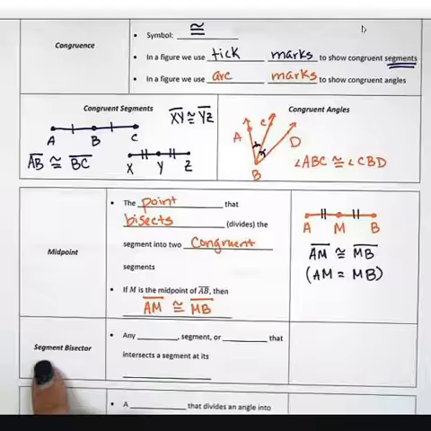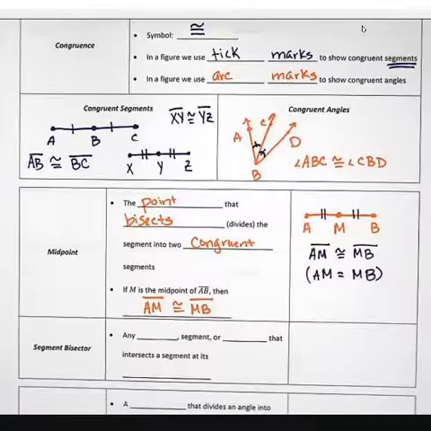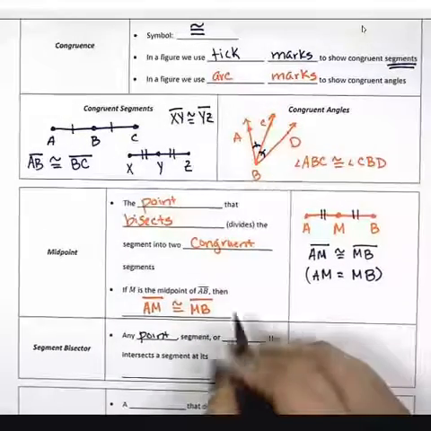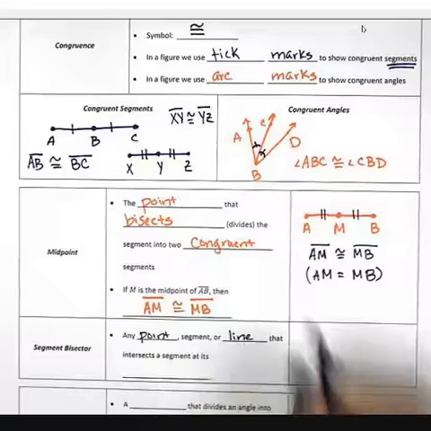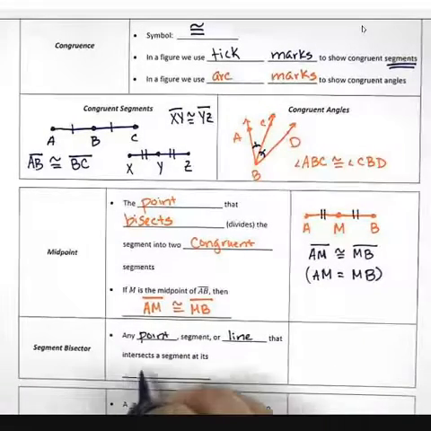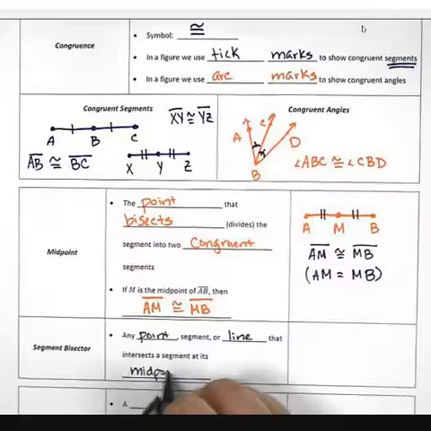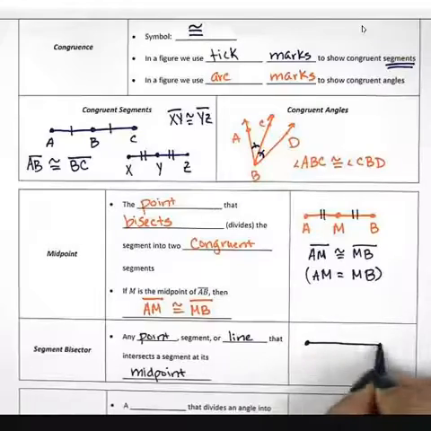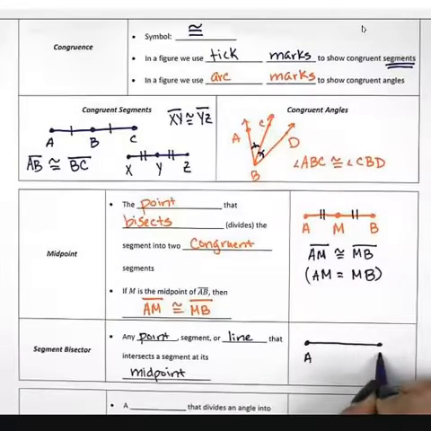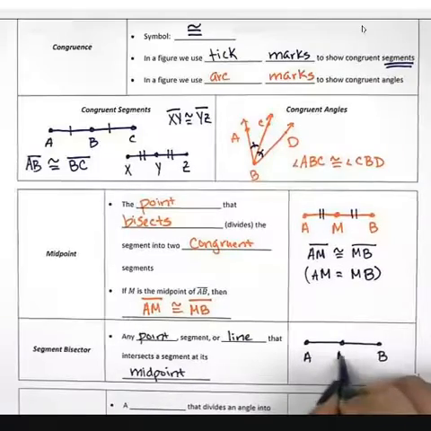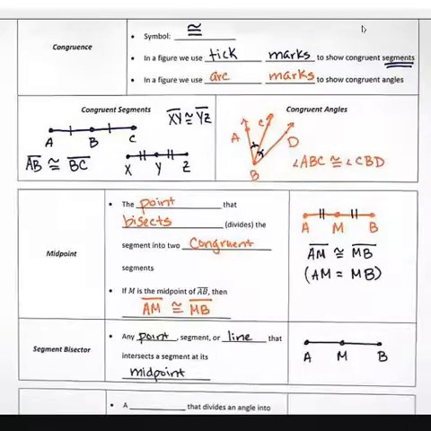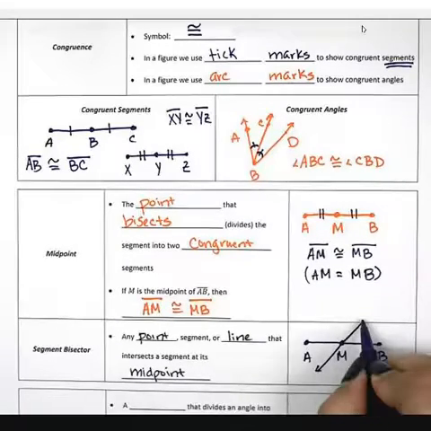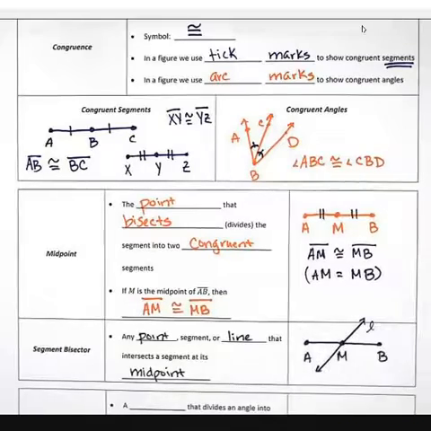Then we need to talk about a segment bisector. So a segment bisector can be any point, segment, or line that intersects a segment at its midpoint. So for example, if I have that same picture from above, and I have A, B, and M, and I know that M is the midpoint, I can draw a line through it, and let's just call that line L.